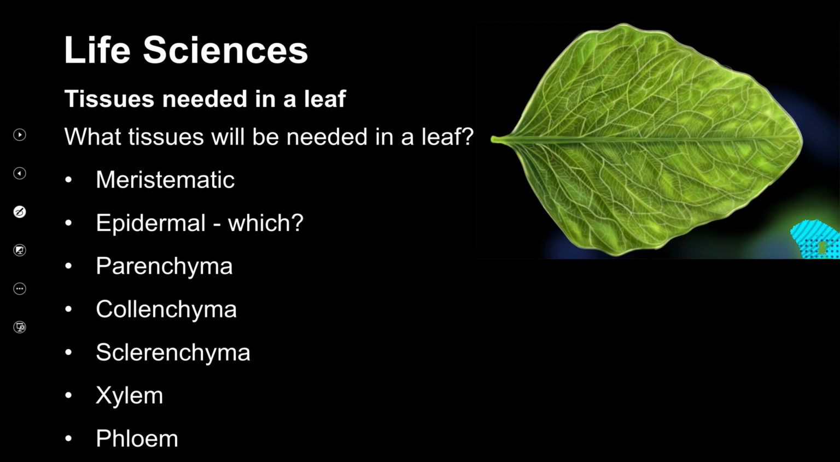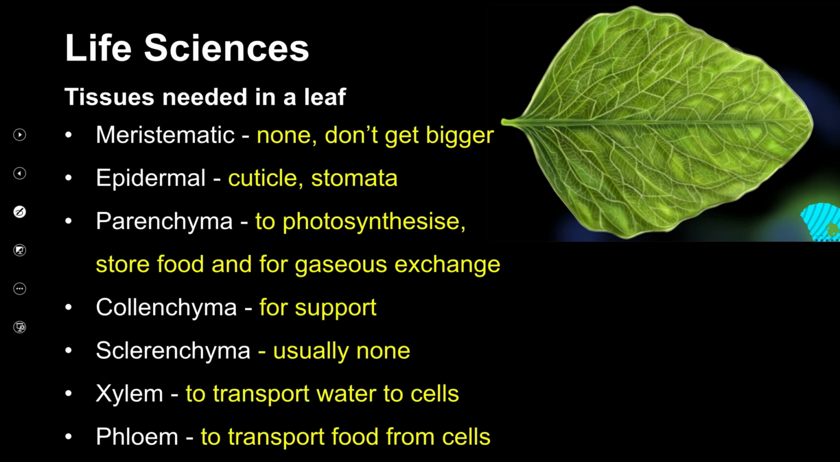Then, will it need parenchyma? Yes, it will. Will it need something to support it, either collenchyma or sclerenchyma? Yes, it will. Will it need xylem and phloem? Most definitely, because xylem and phloem do the transporting. So, let's look at that. A leaf will have all of the types of tissue except the meristematic tissue: epidermal, parenchyma, collenchyma. Most leaves don't have sclerenchyma because collenchyma does the job for them, and then of course xylem and phloem.